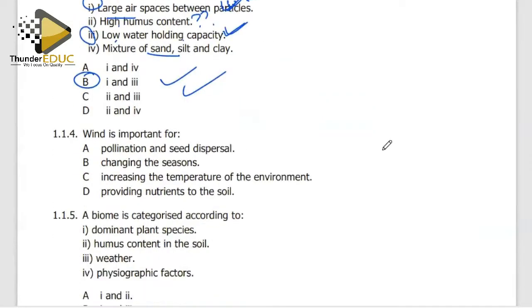Wind is important for what? Number 1, pollination and dispersal, correct. Change season, really? Increase the temperature of the environment, could be, but not really. Increasing the pressure, increasing or decreasing? If it was decreasing, cool, but they are saying increasing, so it's wrong. Provides nutrients to the soil. So A becomes the most correct answer.